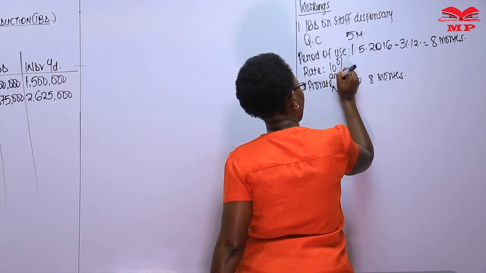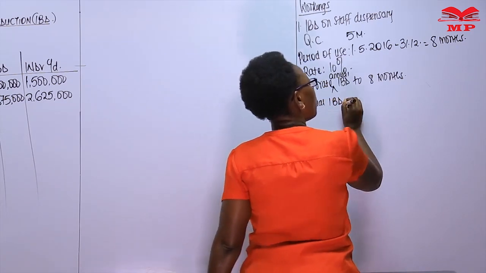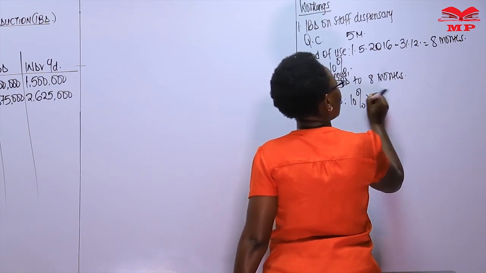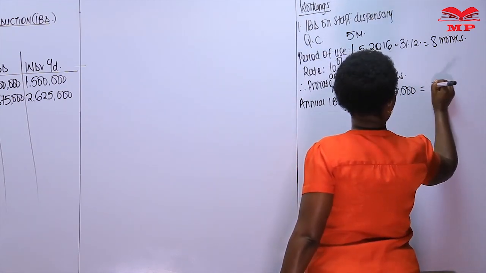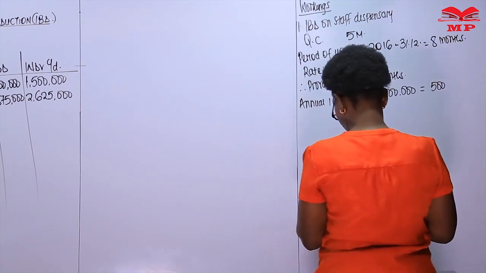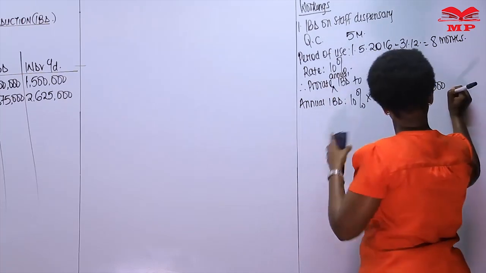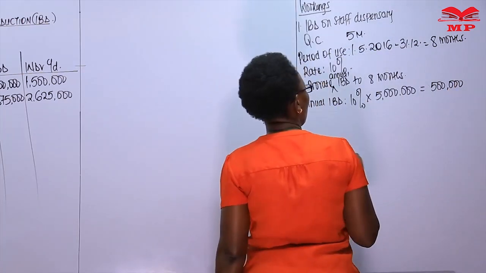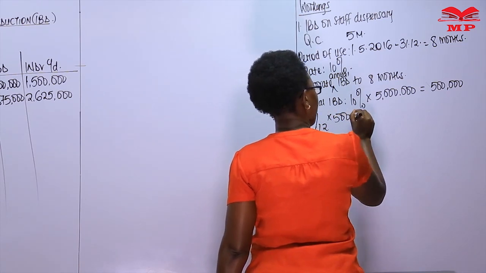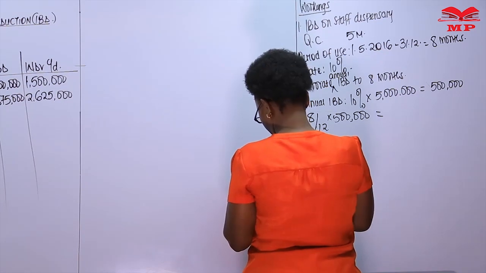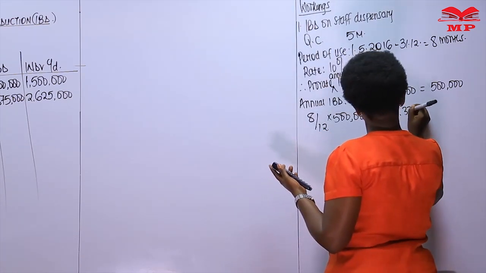So what that means is that we are prorating annual IBD. Very important. So we need to get the annual IBD. The annual industrial building deduction is equal to the rate, 10%, times 5 million, the qualifying cost, which gives us 500,000. We prorate this to 8 months. So 8 divided by 12 times 500,000 gives 333,333.